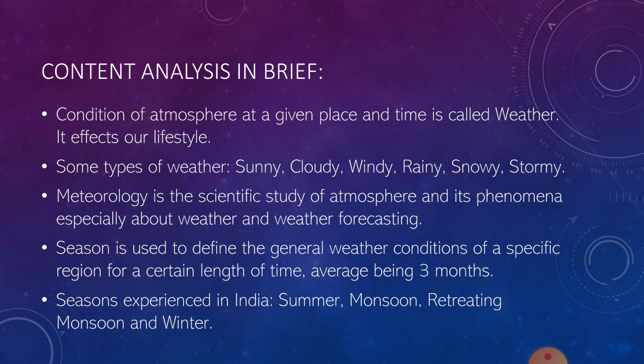Number 4, season is used to define the general weather conditions of a specific region for a certain length of time, average being 3 months. Number 5, India experiences 4 seasons: summer, monsoon, retreating monsoon, and winter.